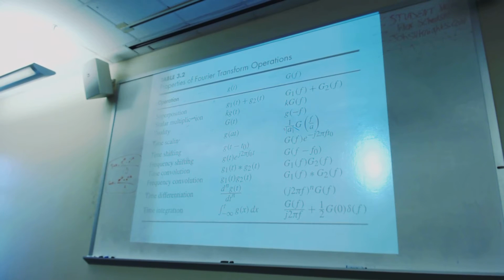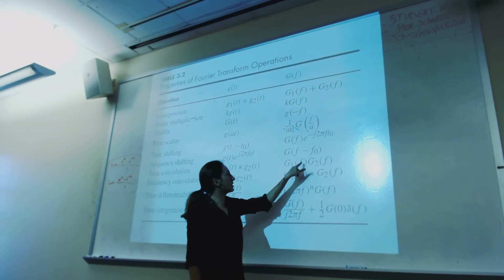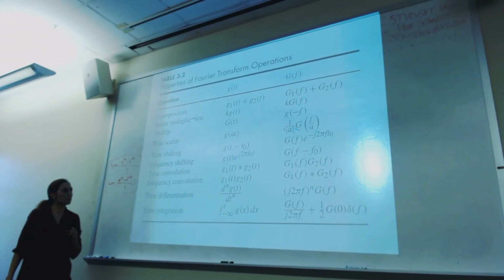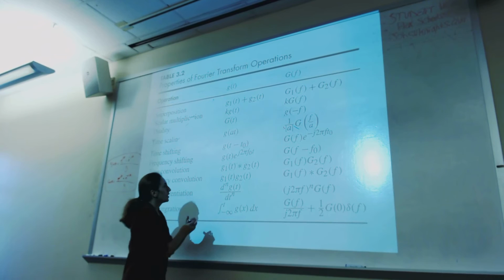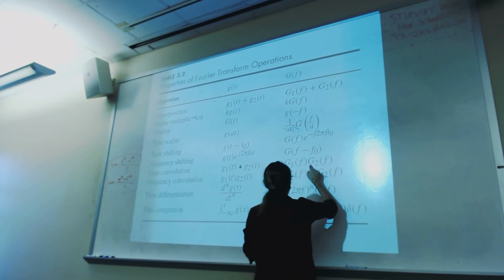This is another table in which you have most of the properties: summation in time equals summation in frequency, multiplication by something in time, multiplication by a certain amount in the frequency, the duality, time scale, time shift, frequency shift, convolution. We are going to study convolution, but this is also very nice. If you convolve two signals in time, what happens in the frequency is just a multiplication. That makes things a lot easier, because convolution is usually not easy. Convolution is a hard operation, but multiplication is much easier.